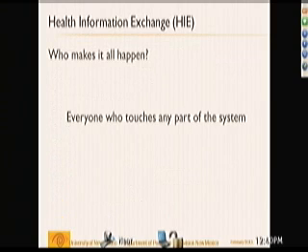So HIE, who makes it all happen? Of course, it's everyone who deals with the system. A lot of it is the programmers, but everyone who's in there adding information, everyone who's clicking send is making that happen. So training has to happen from top down, bottom up.